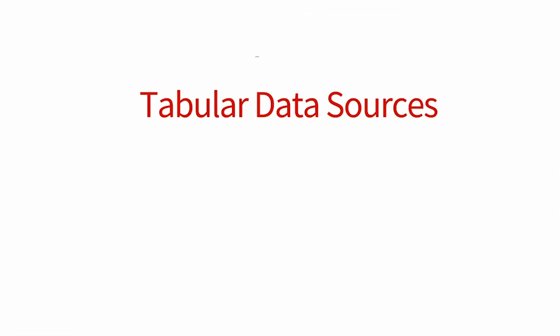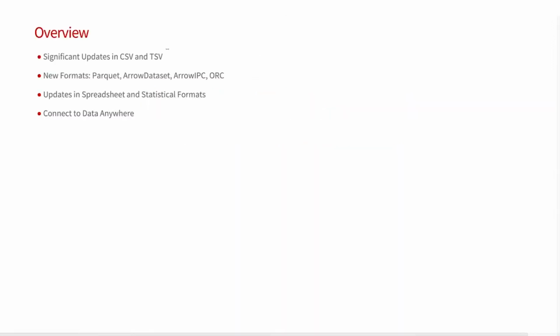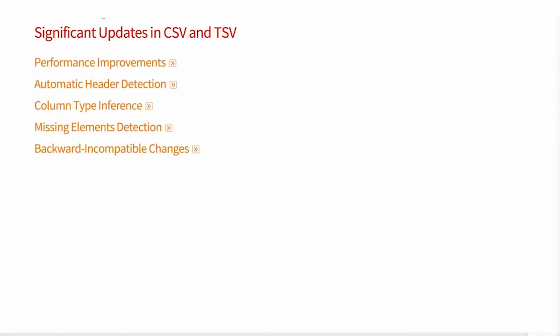This part is about tabular data sources, and we will go over some significant updates in traditional ways that you've gotten data into Wolfram language, such as import of various formats like CSV and TSV, but also the introduction of these new structured formats that are very efficient for dealing with much larger data than something like CSV or TSV, which are text-based. We also have some updates in spreadsheet and statistical formats and some new functionality that will allow you to more simply connect to your data no matter where it is.